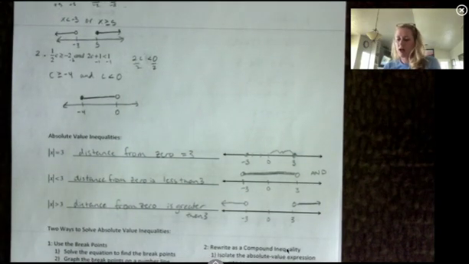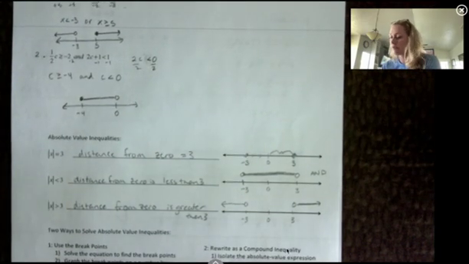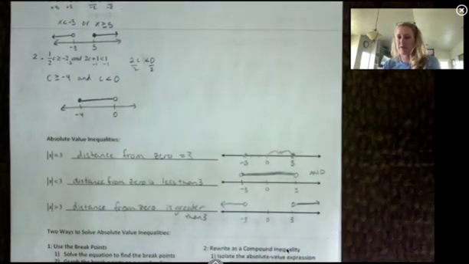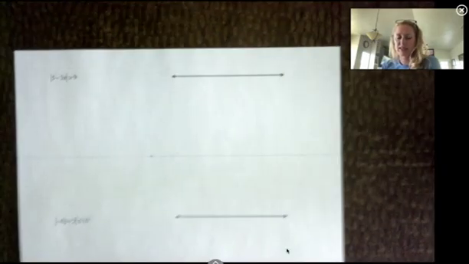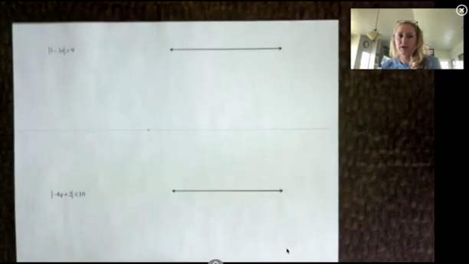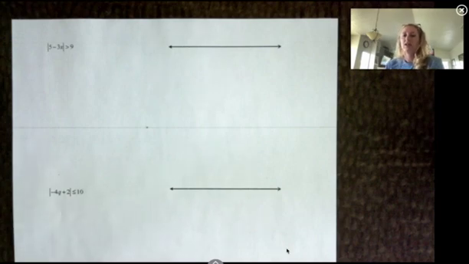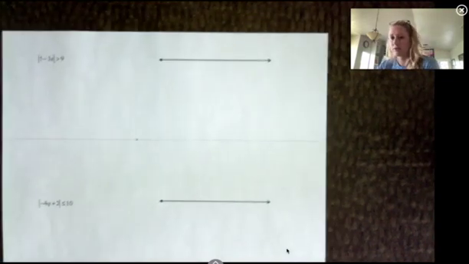Okay, so there's a couple ways we can solve an "or" or an "and" inequality. What we're going to see is something like this, where we have the absolute value of an expression, and then depending on whether it's greater than or less than, we can set up an inequality. So I'm going to flip back really quick.